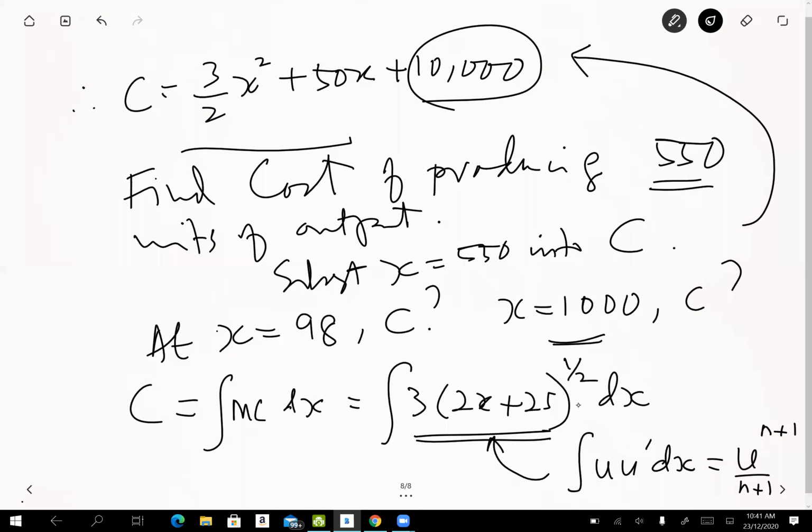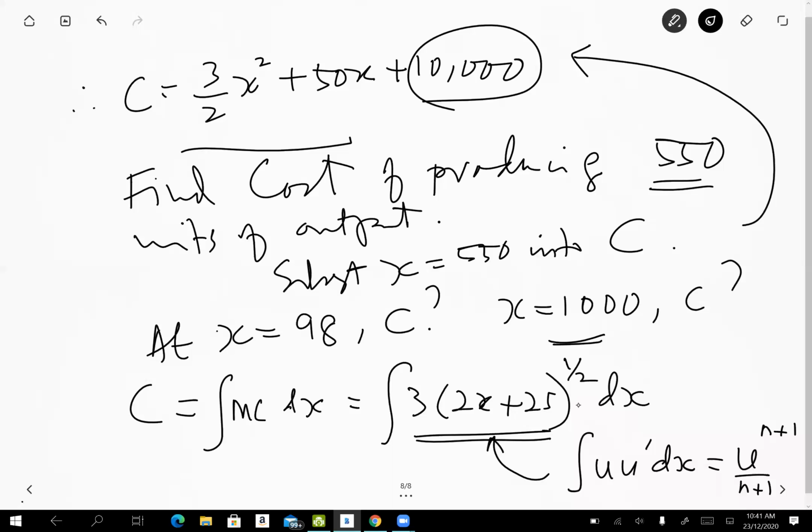All right. Now what is u prime? 2. Okay, u prime is 2. You let the terms in the bracket become u. So u is equal to 2x plus 25. And then you get u prime. u prime is 2. Now you don't have 2, you have 3. So what do you multiply by?